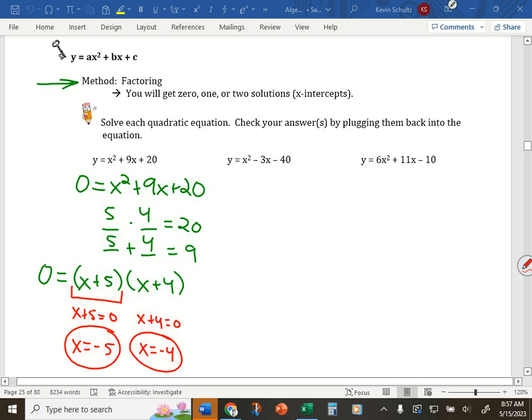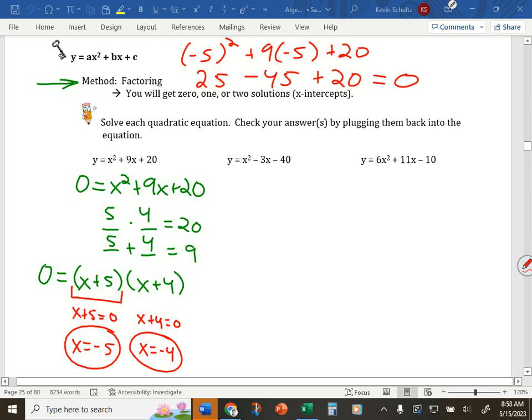And if you were to check this, remember, with any equation, you can check it. If we took -5 and plugged it into our equation, so it's -5 squared plus 9 times -5 plus 20. -5 squared is 25. 9 times -5 is -45. And 25 minus 45 is -20. -20 plus 20 equals 0. It works. If you plug in -4 for x, it will also equal 0. Okay, so just like any other equation, when you solve for x, plug it in, make sure the equation works, which we can see it does.